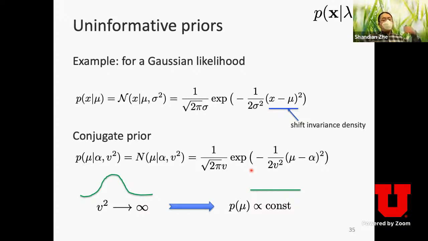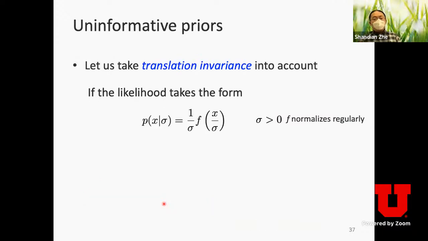But there's some kind of connection. If you take the variance of the conjugate prior to infinity, your conjugate prior converges to the uninformed prior. That's what we discussed in the last lecture.